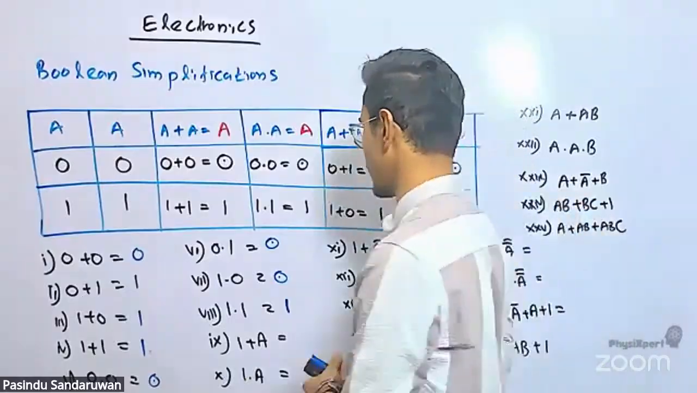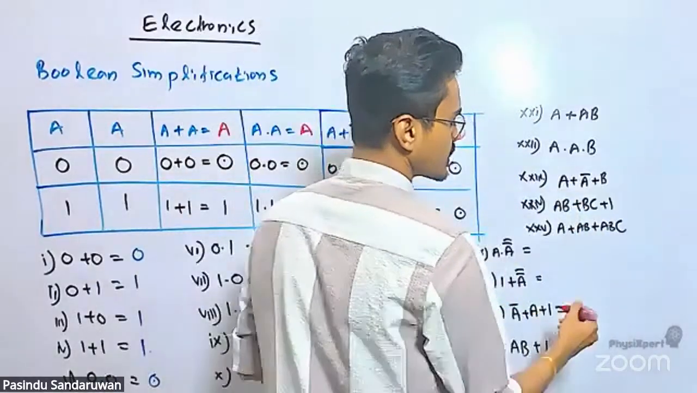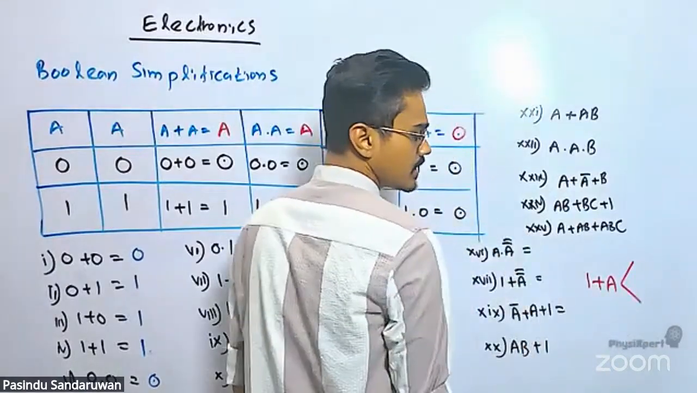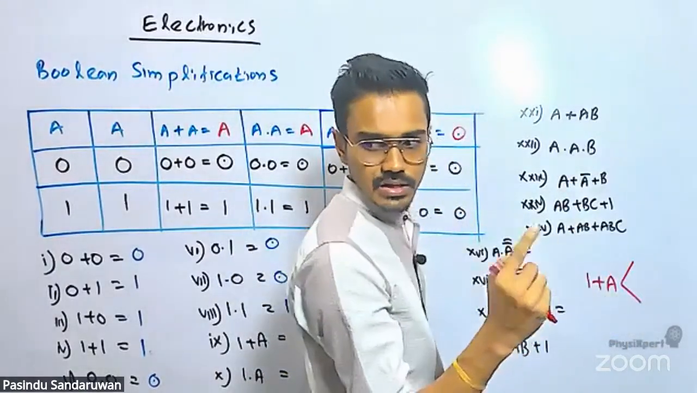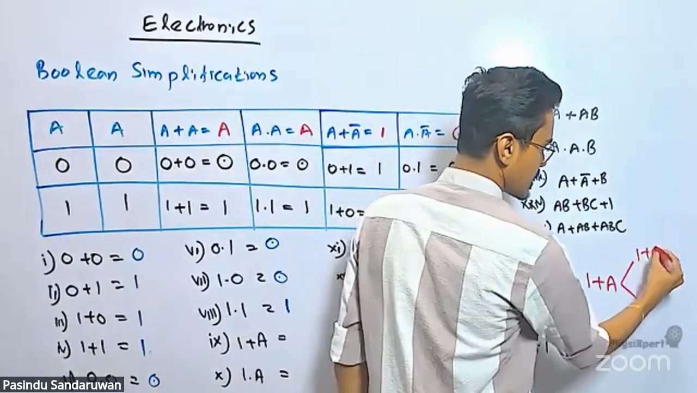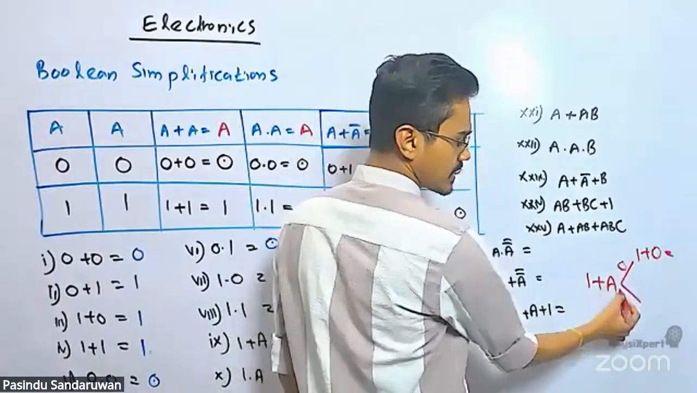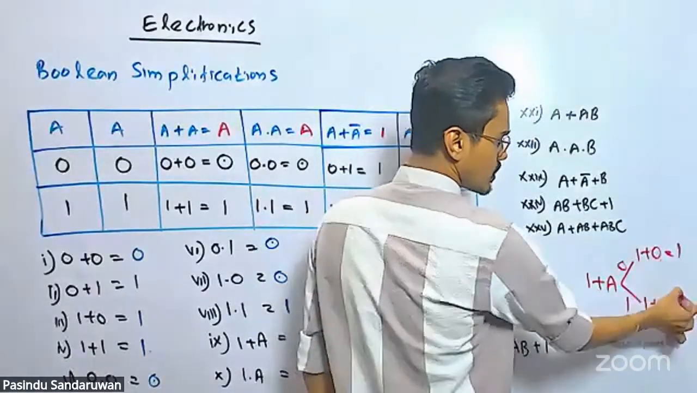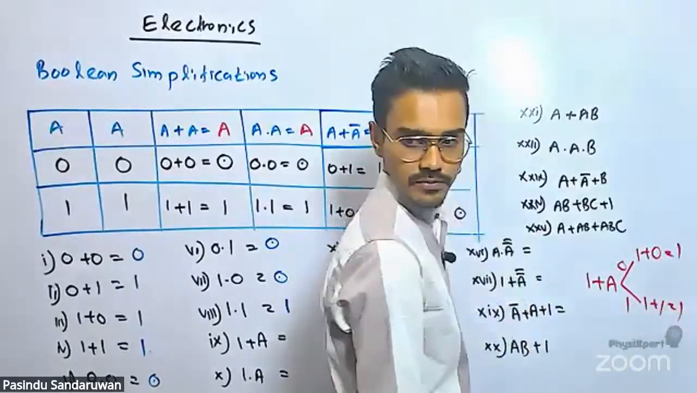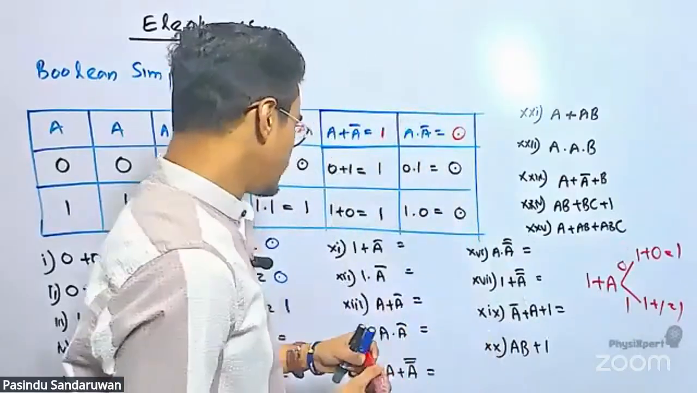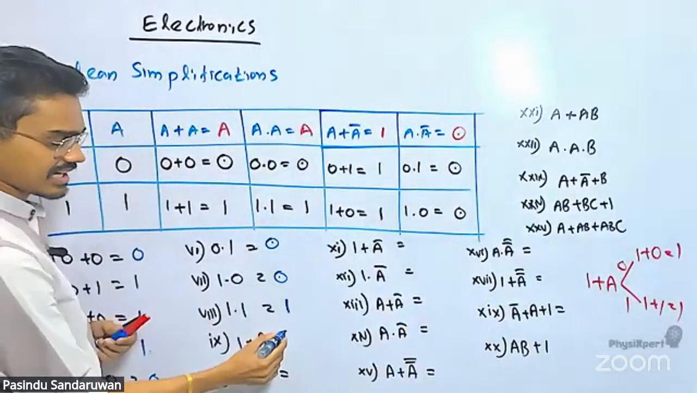Say you need to check 1 plus a. This is how you check it. A can either take 1 or 0. When a is 0, this expression becomes 1 plus 0. If a is 1, this expression becomes 1 plus 1. 1 plus 0 is 1, 1 plus 1 is also 1, which means this expression is always going to be 1. Then 1 plus a is 1. Check it that way.